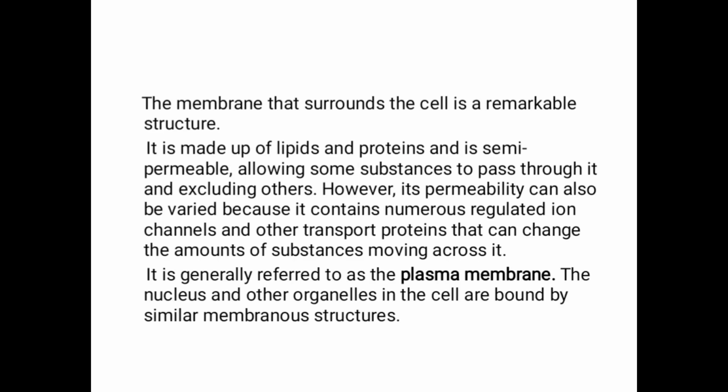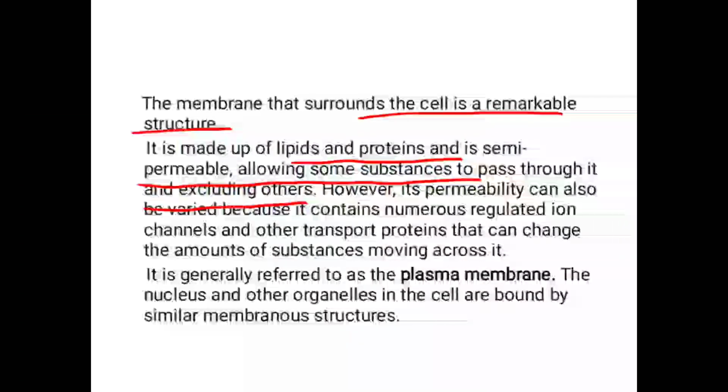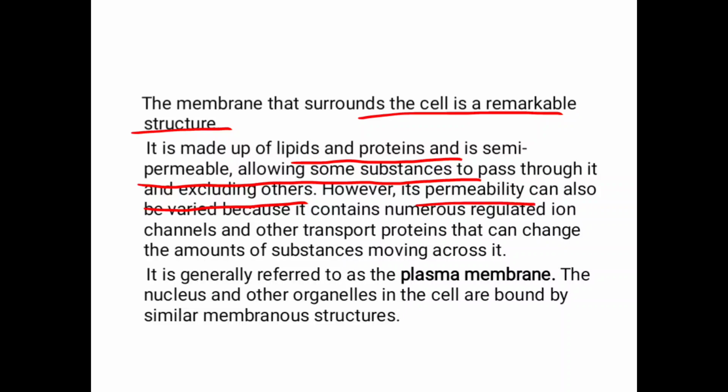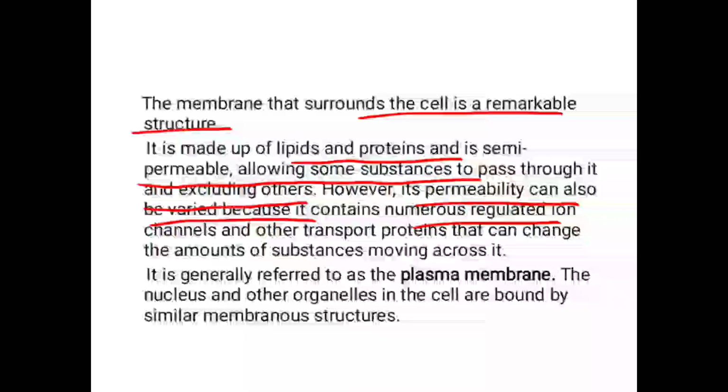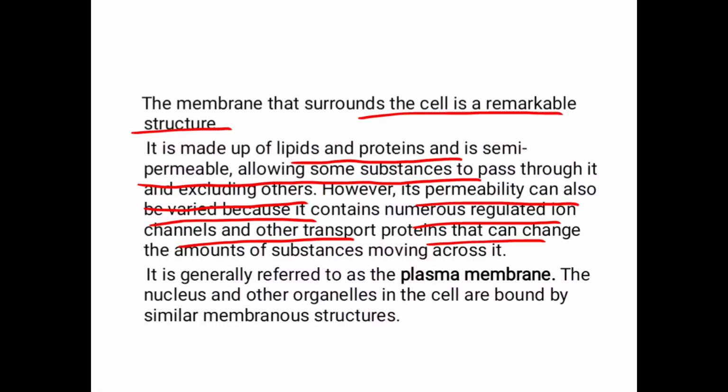The membrane that surrounds the cell is a remarkable structure. It is made up of lipids and proteins and is semi-permeable, allowing some substances to pass through it while excluding others. However, its permeability can also be varied because it contains numerous regulated ion channels and other transport proteins that can change the amount of substances moving across it. It is generally referred to as a plasma membrane.